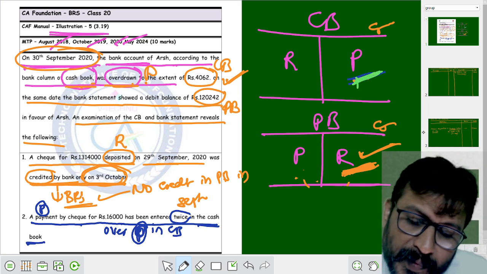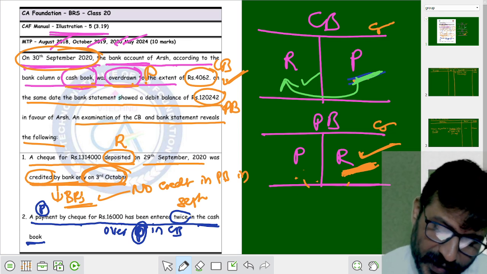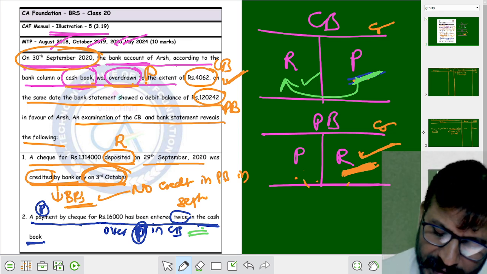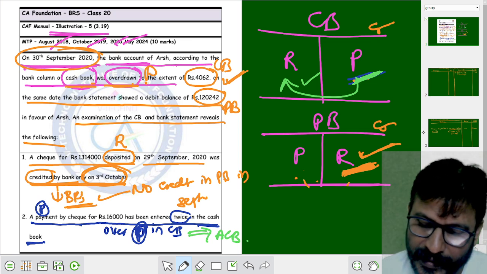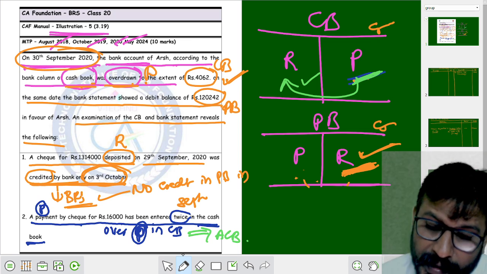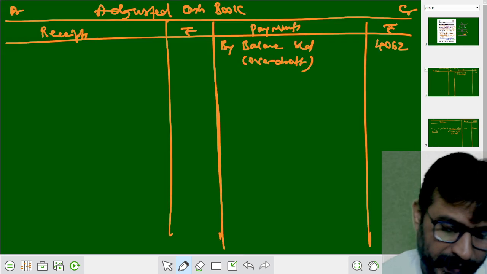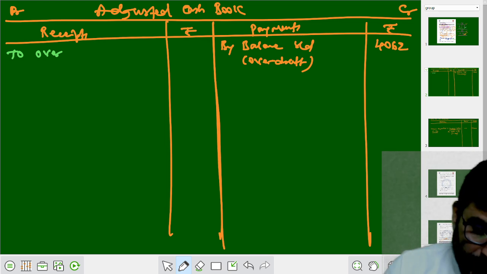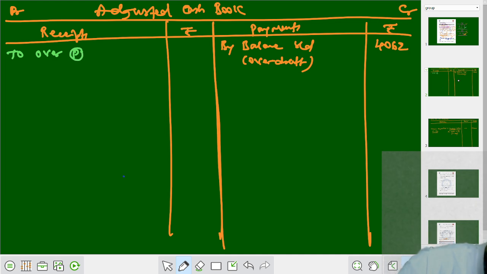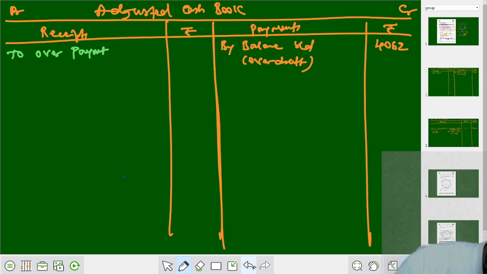Over credit in cash book, where we have to take? We have to take it on the opposite side. Since the mistake is committed in cash book, it comes in the debit side. That is ACB. We have to take it on the debit side of ACB. What to write? To overpayment in CB. That is what actually it is.